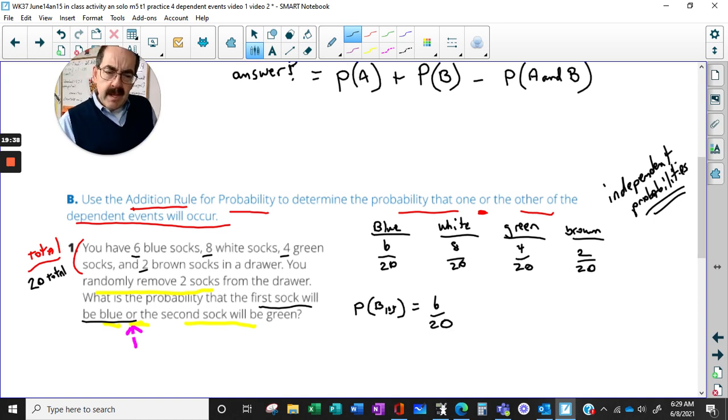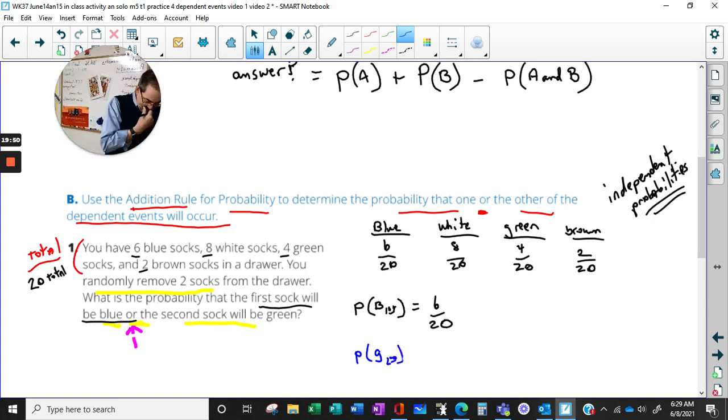Now, let's change colors here. What's the probability of getting a green on the second? And this is where we're going to have the discussion. Okay? Some of you wrote this. Because one of them is gone. After the first draw, one of them is gone. 4 out of 19. Okay?